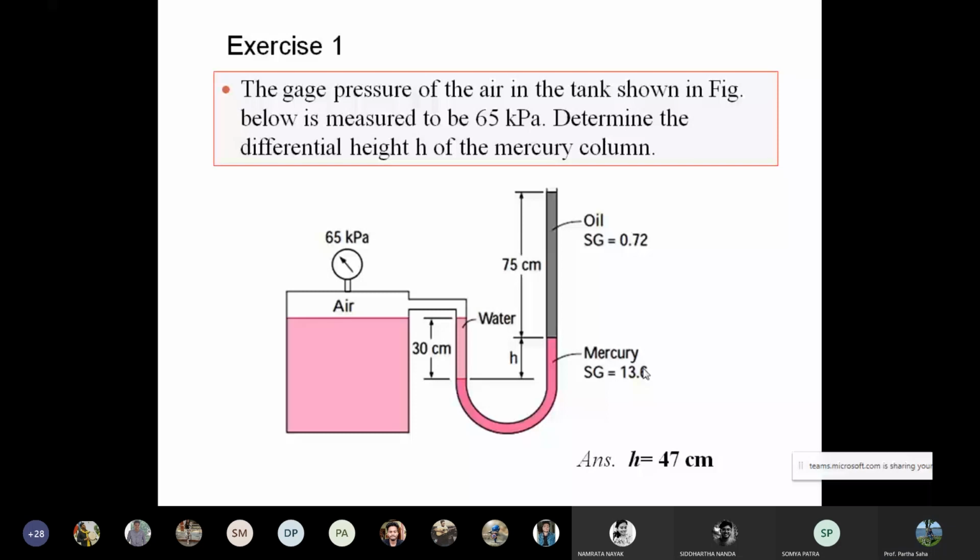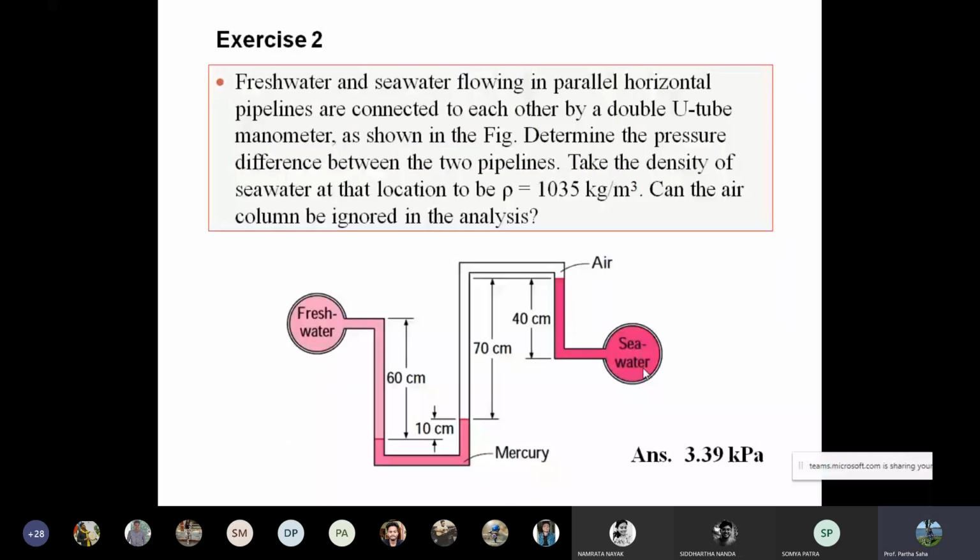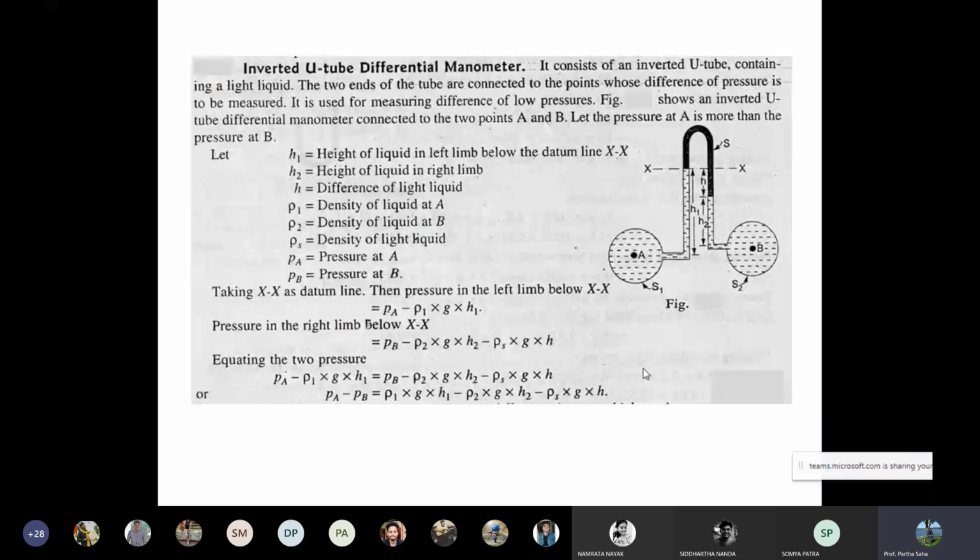Okay, so now I'm going to look at the inverted U-tube differential manometer. This is a new concept, inverted. So far we have talked about the normal U-tube manometer. What happens if the U-tube manometer is inverted? It is the same principle we are going to apply here. You see, this is an inverted U-tube manometer containing a light liquid.